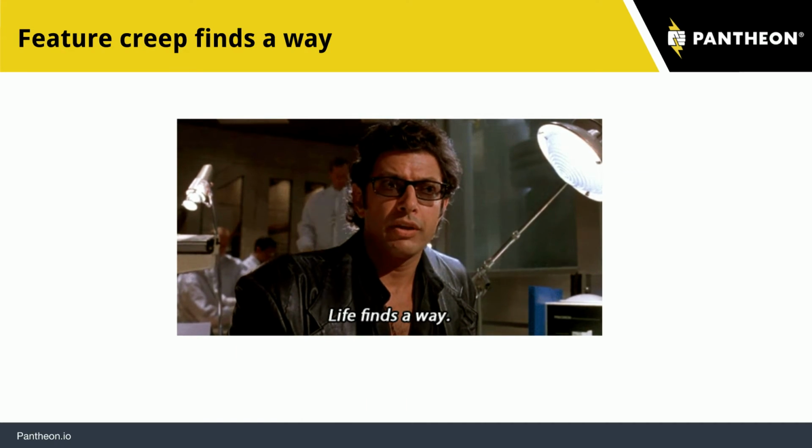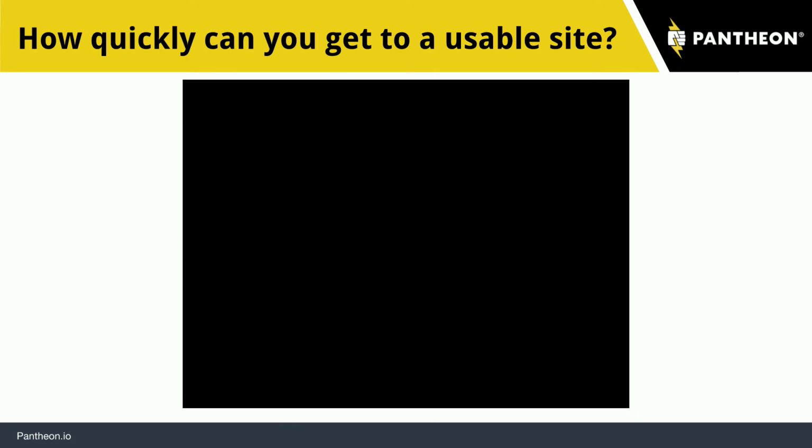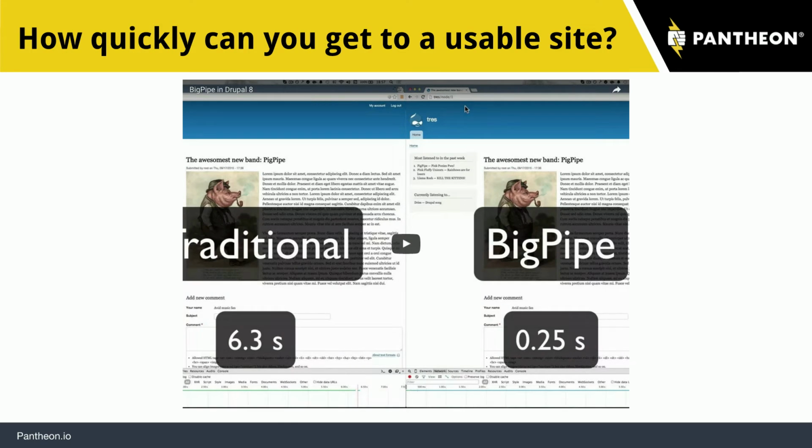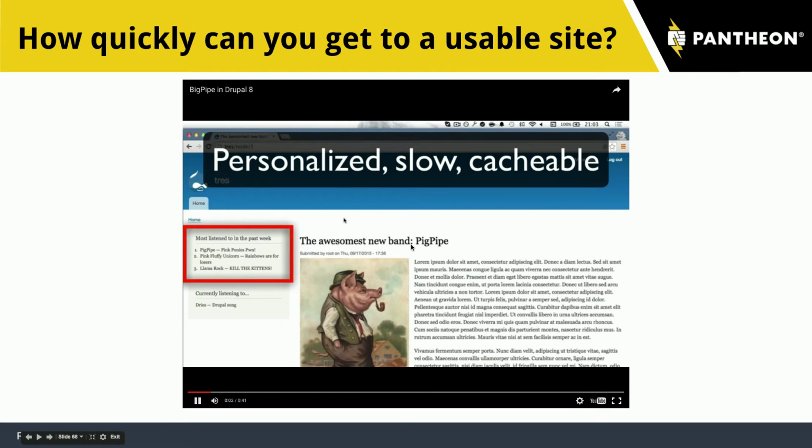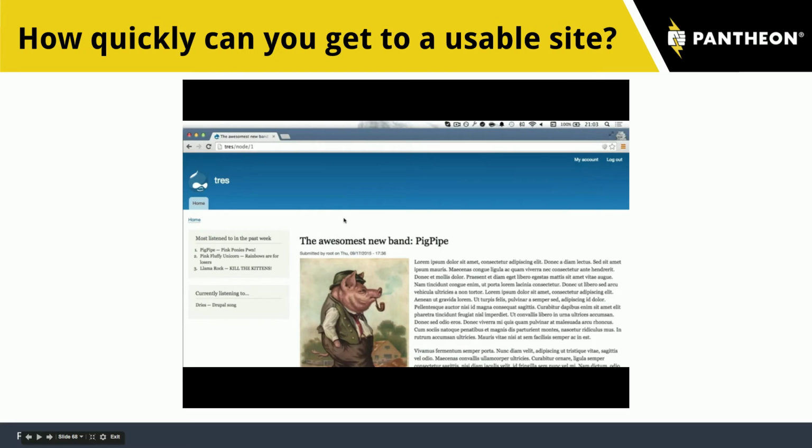I don't expect the accelerated mobile page to stay fast forever if we don't address the underlying problems of why sites get slow in the first place. So here's another way of addressing the problem. How quickly can you get to a usable site? This is a feature that's coming in Drupal 8.1. What we're seeing here is the BigPipe feature.